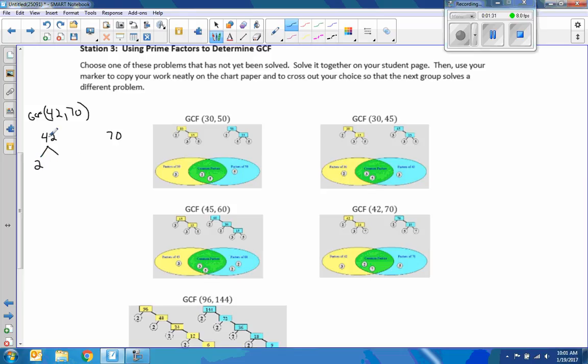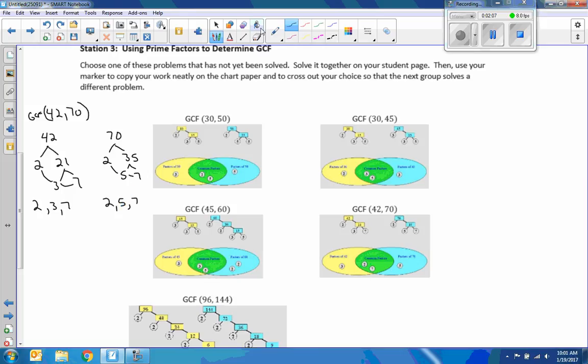Since 42 is even, it's divisible by 2. 42 divided by 2 is 21. 21 divided by 3 is 7. So we just get a nice smooth flow of the three numbers. We have 2, 3, and 7 as prime factors. 70 is even: 2 times 35. 35 ends in 5, so 5 times 7. These are all prime, and we have a list: 2, 5, and 7.